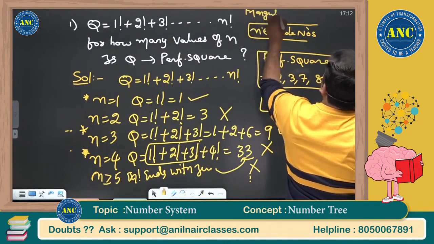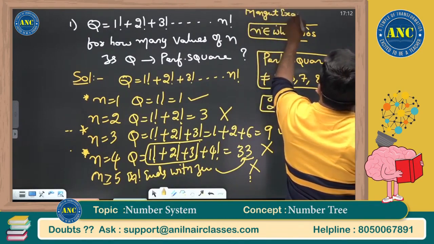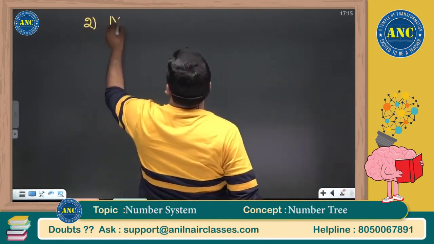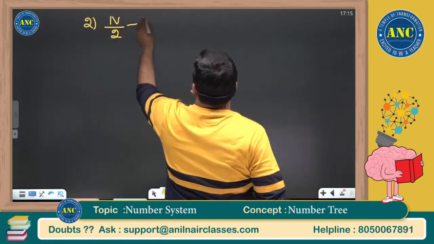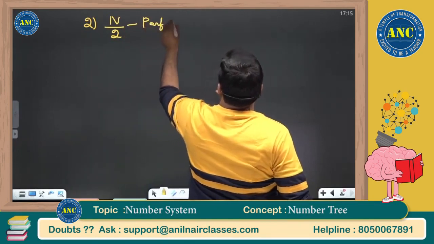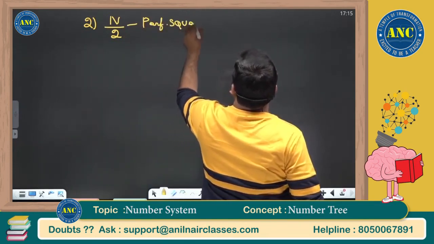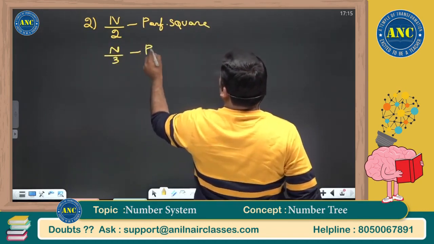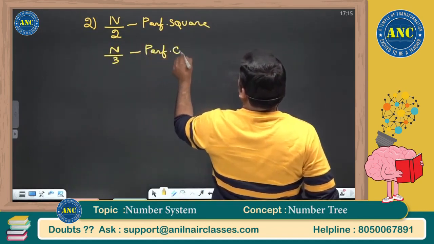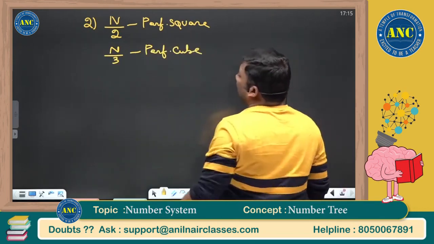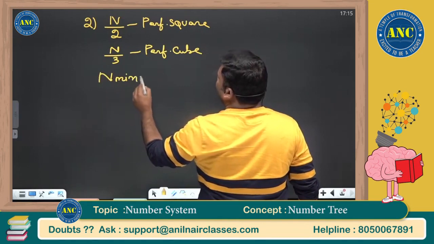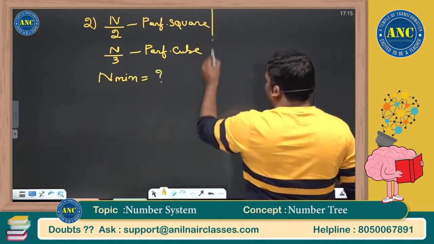A perfect square never ends with 2, 3, 7 or 8, which we will discuss. Next question: n by 2 is a perfect square, and n by 3 is a perfect cube. Find the minimum value of n.